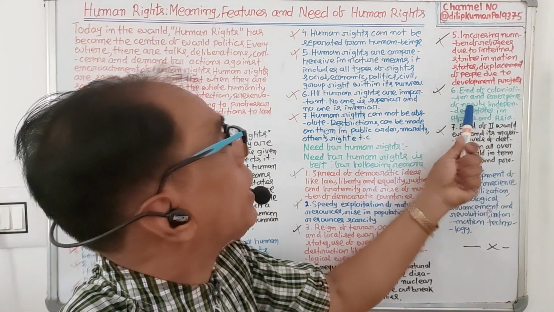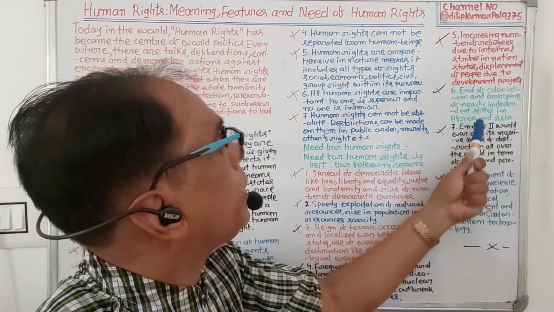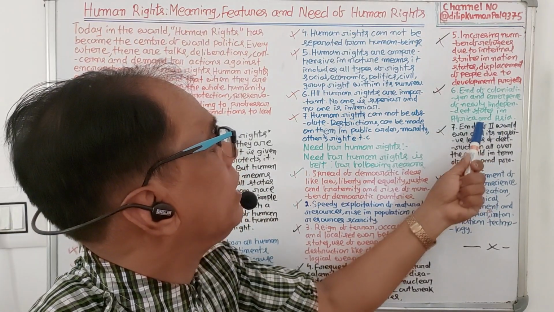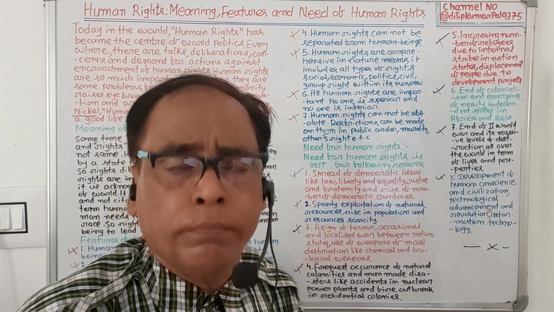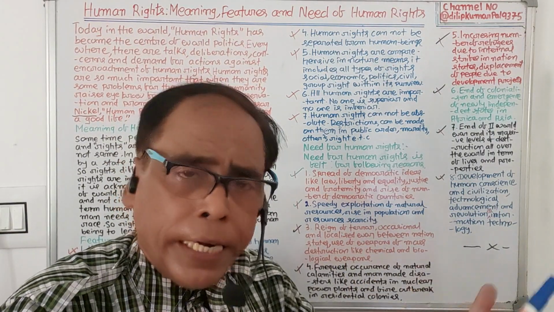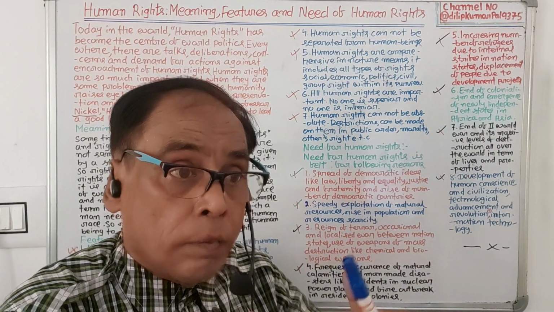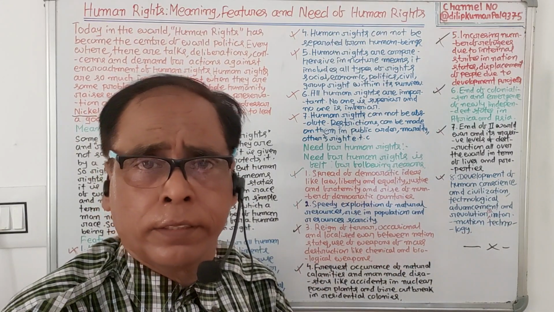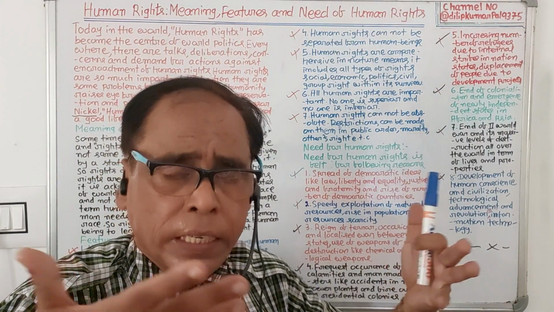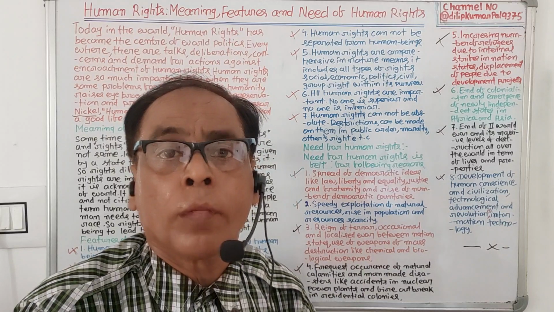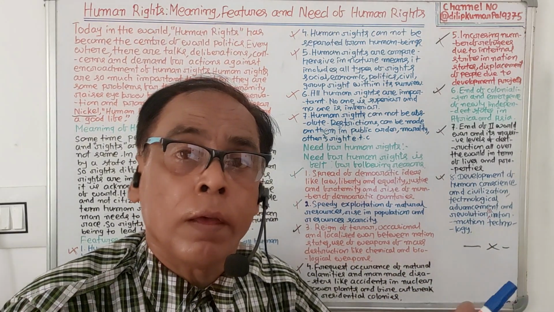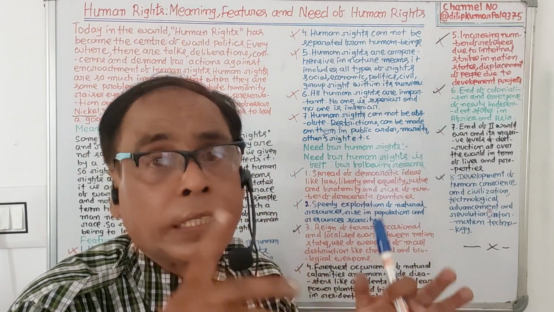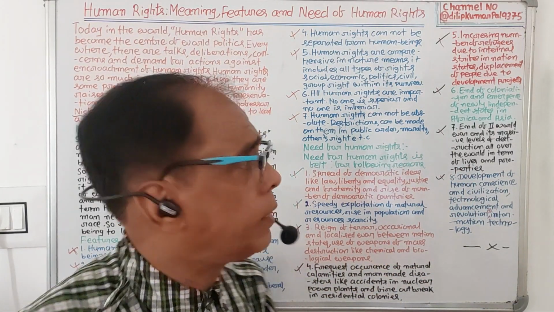Six, end of colonialism, emergence of newly independent states in Africa and Asia. When colonialism ended and more and more nations emerged as independent nations in Asia and Africa, how will they be better, how will they prosper, how will they be safe? At the time also the need of human rights was felt.